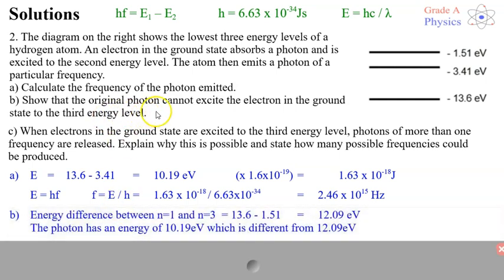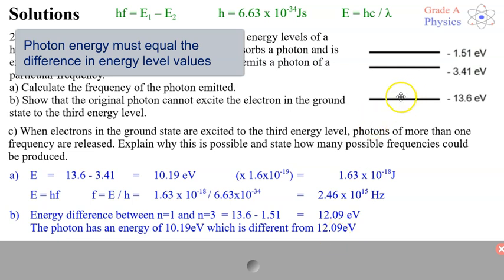Part B, show that the original photon cannot excite the electron in the ground state to the third energy level. Right, so this is the idea of particular transitions correspond to particular energies of photons. So if we work out the energy difference between 1 and 3, so 13.6 take away 1.51, 12.09. If we compare that to the previous value, which is 10.19, then it's obviously a different value. So all we need to say is the energy difference is a different value, therefore the first photon will not correspond to this transition between 1 and 3.